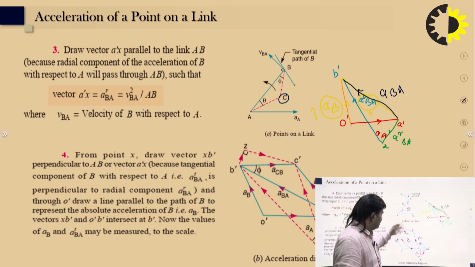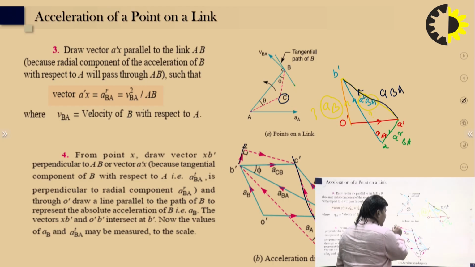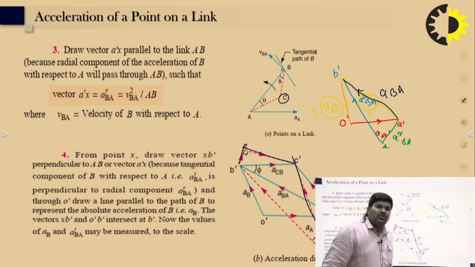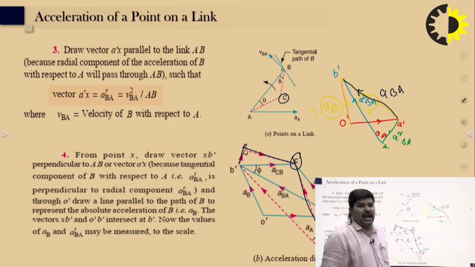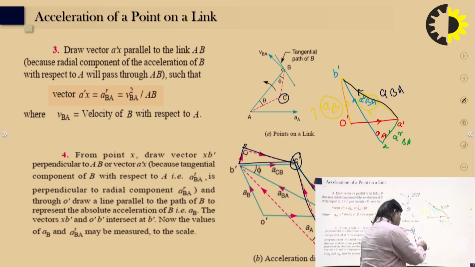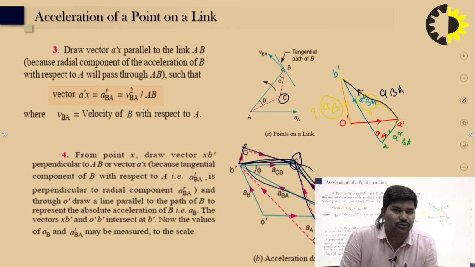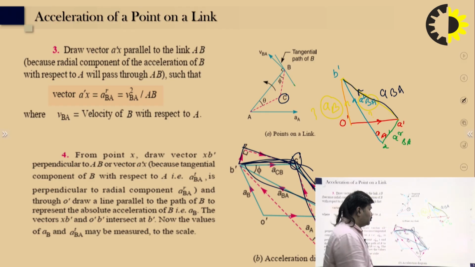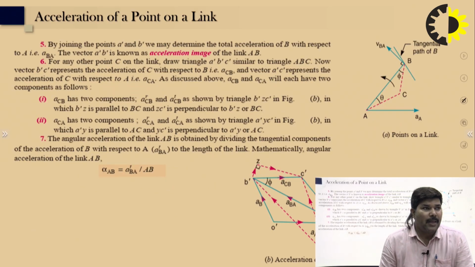So we need two extra pole points, that is y dash, which we can take. You can see here that we draw the radial component from A to X, then the tangential component, here the radial component and tangential component. After that they coincide at a point, and that point is known as C dash. And you can again draw x to b dash, to c dash, and c dash to a dash. So this basically represents the acceleration image, the acceleration of B with respect to A calculated, right? These are the basic things in the acceleration of a point on a link.